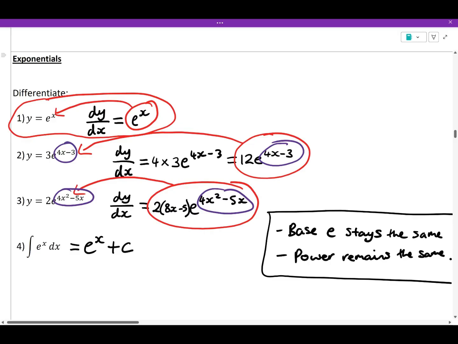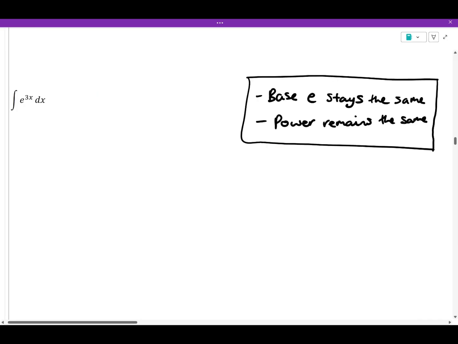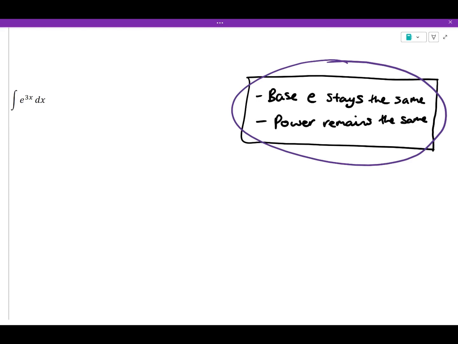Now let's look at some slightly more complicated scenarios where we're going to have to make use of what we have written down here. So we've got our integral here, which is the integral of e to the power of 3x. Let's make use of what is written over here in order to try and use the reverse chain rule. Okay, so our integral equals, and the first point says base e stays the same, so we're going to still have an e in my answer. And then the second point says the power remains the same. So there's a power of 3x here, it's going to be a power of 3x in my answer.